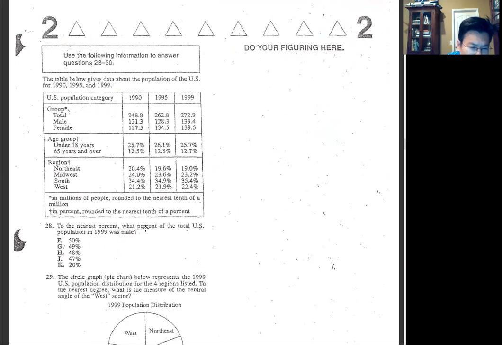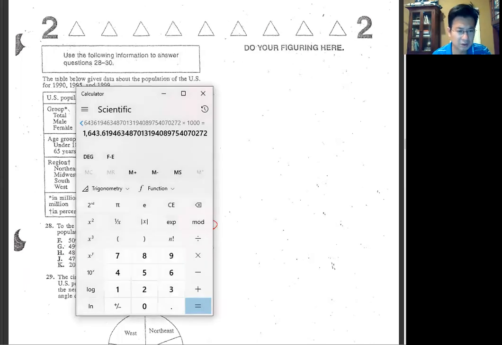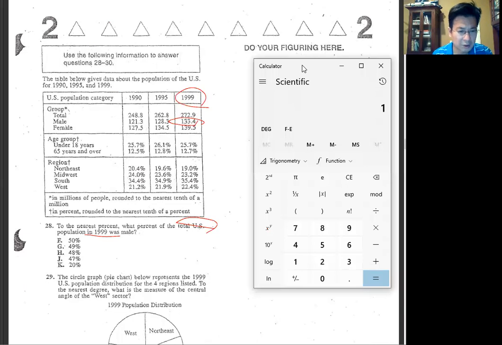To the nearest percent, what percent of the total US population in 1999? Total US male. Male is this much. Okay, so I need a calculator for this. 133.